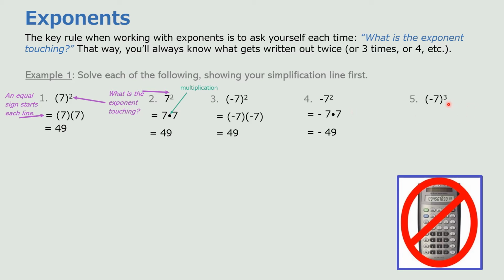Last one, we're going to a power of 3. What is the exponent touching? It's touching a bracket. So the whole bracket set, everything inside gets written out 3 times. Like that. Now, there's no calculators allowed, so you're going to have to figure out what is negative 7 times negative 7 times negative 7. So let's just do the first 2 together here.